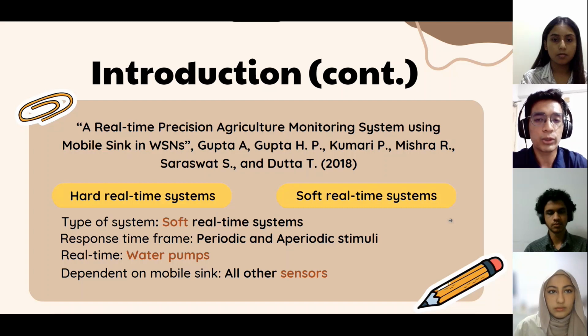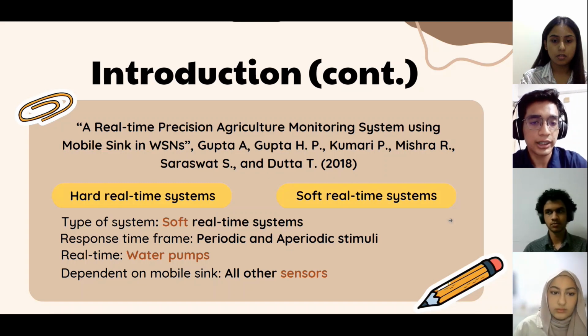So we would like to classify that as periodic stimuli, and aperiodic stimuli is something that is continuously being looked at. We can say that that is more related to the water systems or the water sensors in that particular system. So we would like to divide it into two different types of time frames, which are real time and also dependent on external or environmental factors.